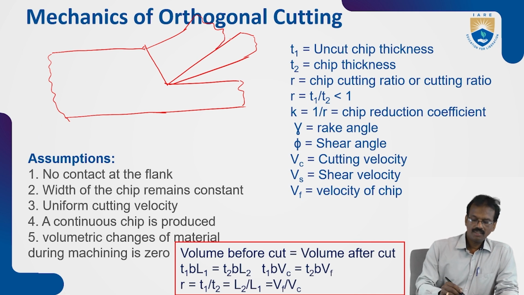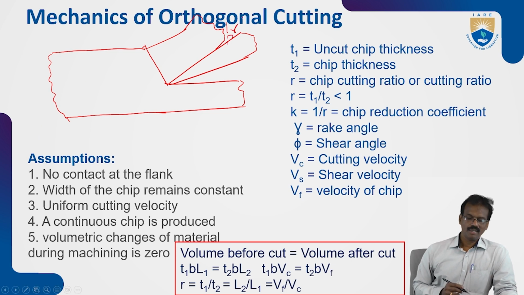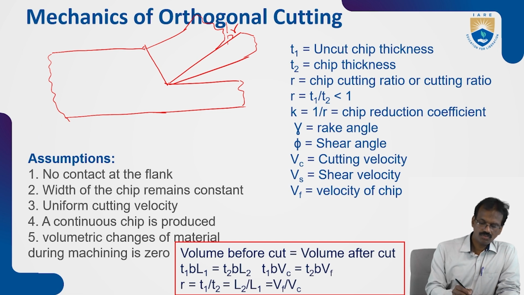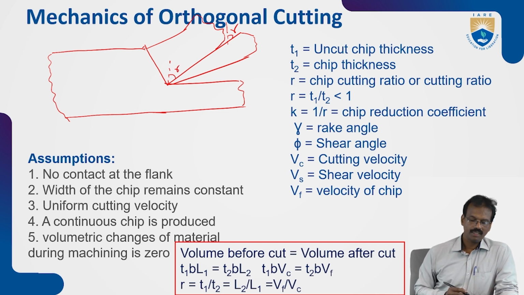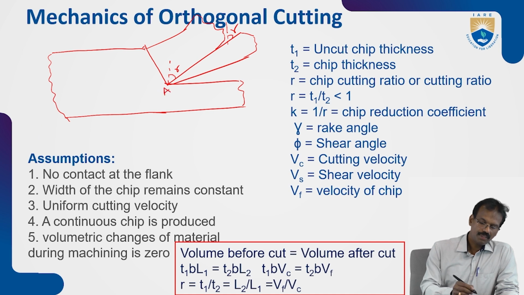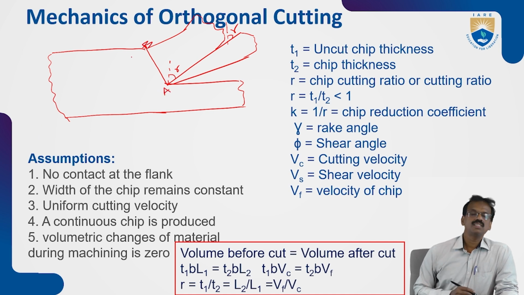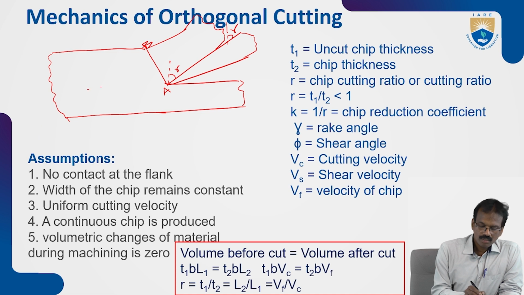So this is the angle gamma that shows the rake angle. Here also you can see this one is the rake angle with the rake surface of the cutting tool. So AB shows the shear surface. This is the cutting direction.